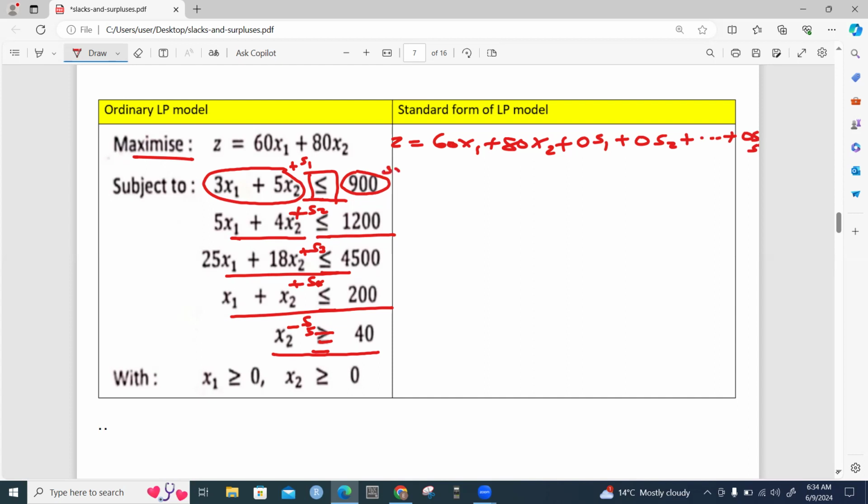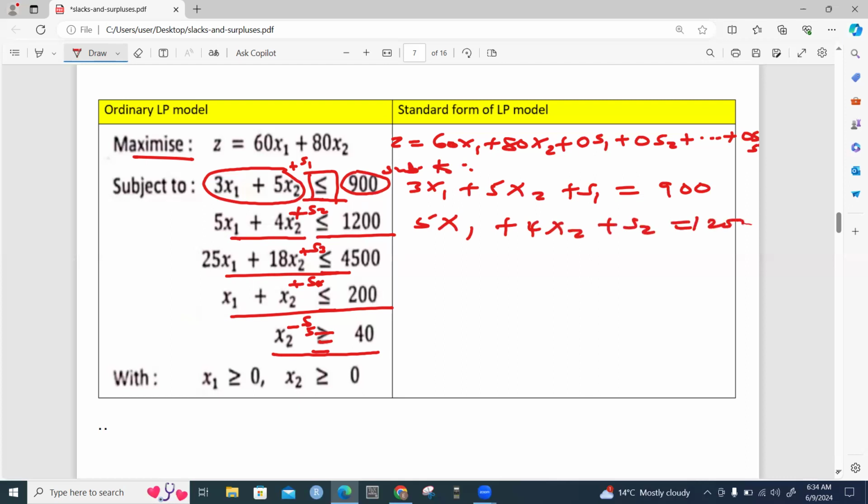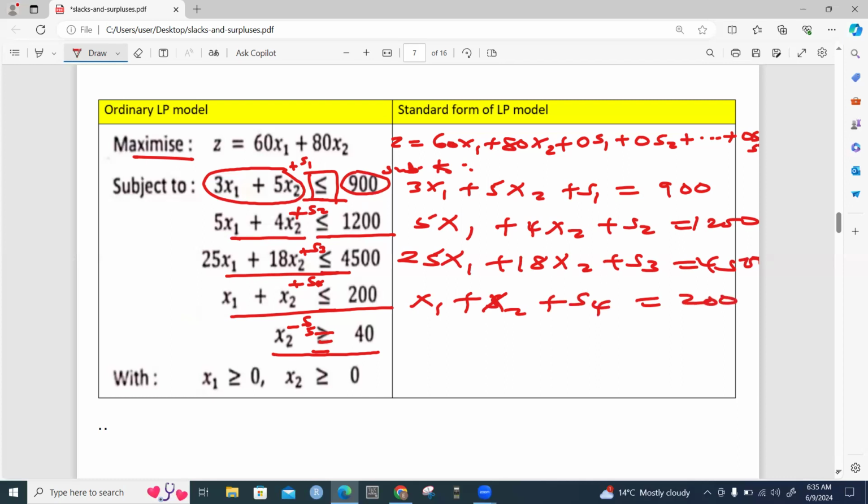And so you have set the constraints, subject to: this one is 3x1 plus 5x2 plus S1 equals 900. And this is 5x1 plus 4x2 plus S2 equals 1200. And this is 25x1 plus 18x2 plus S3 equals 4500. And this is x1 plus x2 plus S4 equals 200. And this is x2 minus S5 equals 40.